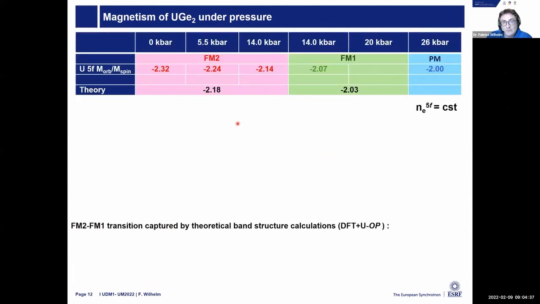Now, how can we understand our observation? For that, we have performed theoretical band structure calculations using DFT plus U in the orbital polarization limit in order to capture what is really going on at this ferromagnetic phase 2, ferromagnetic phase 1 transition. First of all, we were really happy to observe that within the calculation, we observe a similar effect. Indeed, if you do the calculation in the ferromagnetic 2 phase, you observe that the orbital to spin moment ratio is as small as -2. If you go to the ferromagnetic 1 phase, you observe indeed a decrease of the orbital to spin moment ratio.